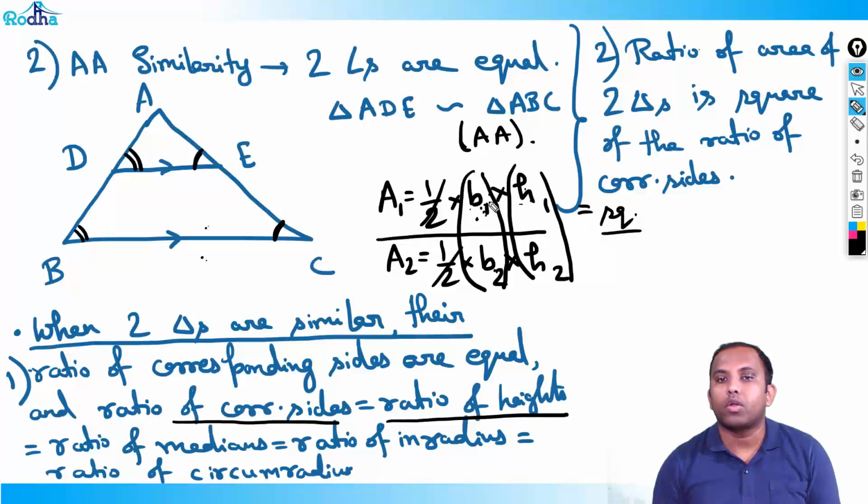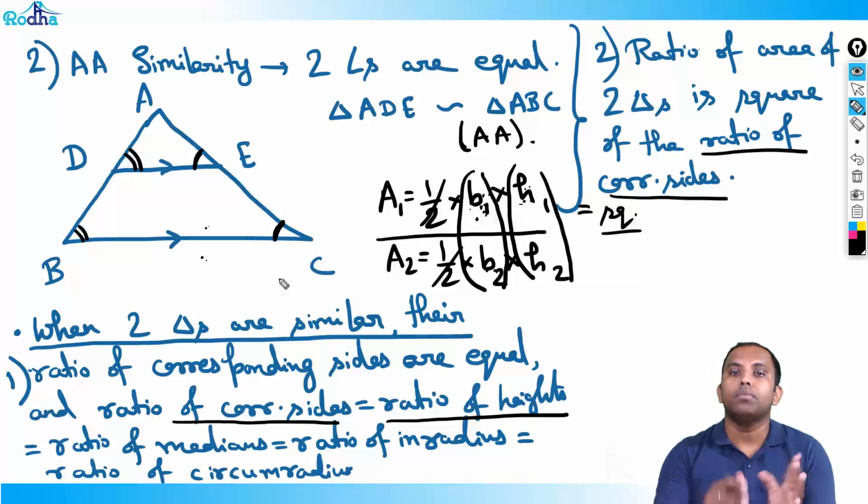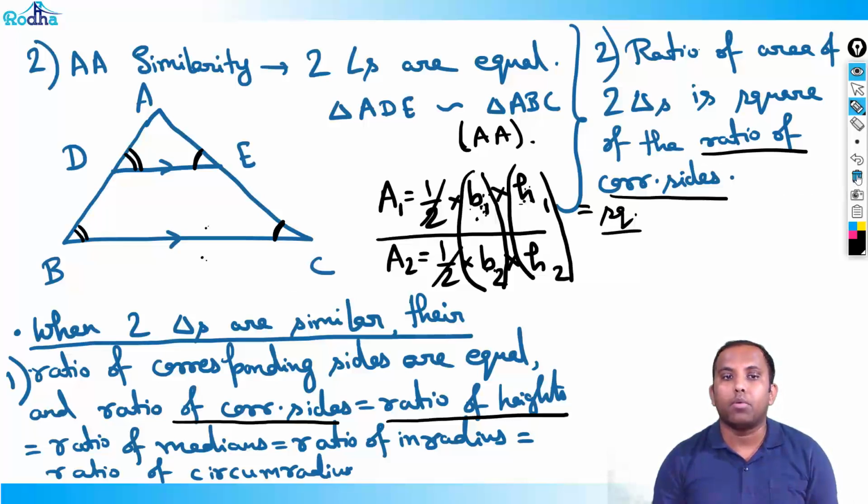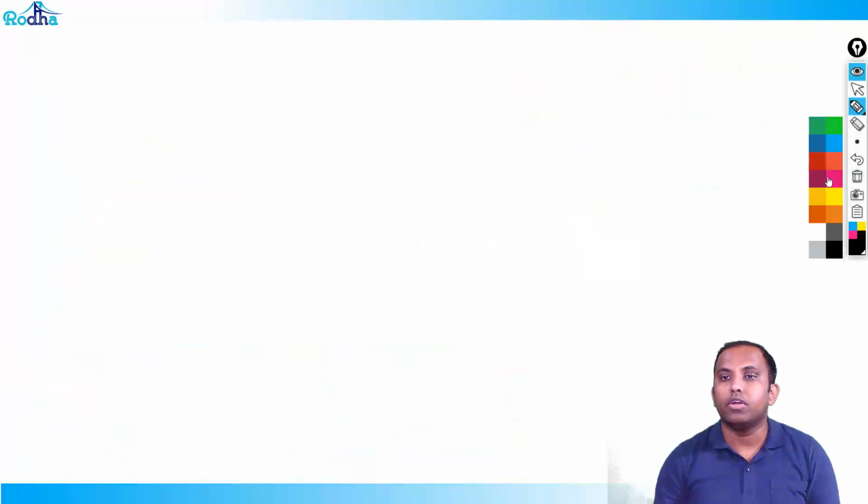Base ratio and height ratio are equal, so multiplication is there, and it will become a square, right? So that's why the ratio of areas of two triangles is the square of the ratio of the corresponding sides. Why square? Because base ratio and height ratio both are equal in two similar triangles, so it will become a square in multiplication. So very important point about similarity. Okay, we'll do questions. First we'll do the third one, then we'll do questions.